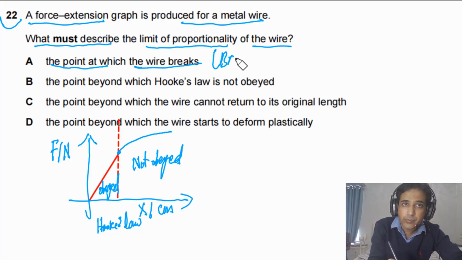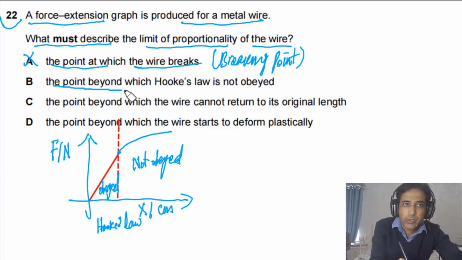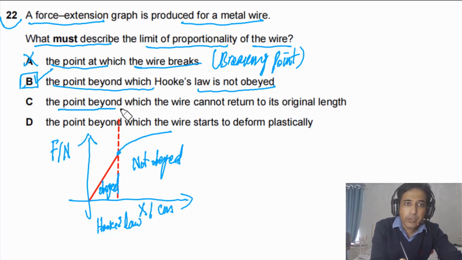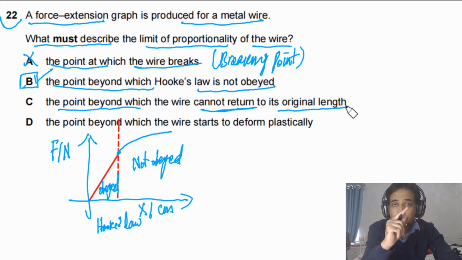This is the breaking point, or we can say this is the fracture point. So this is not the correct option. This is incorrect. The point beyond which Hooke's law is not obeyed means after that Hooke's law is not obeyed. So this point is the limit of proportionality. The point beyond which the wire cannot return to its original length, and after that point, the wire will deform plastically.